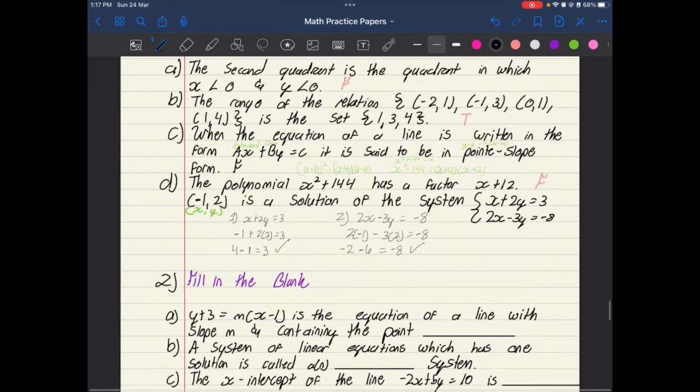So since we substituted the coordinates into the equations and got both true statements, this is true, and (-1, 2) is a solution of this system. So the answer for this is true.